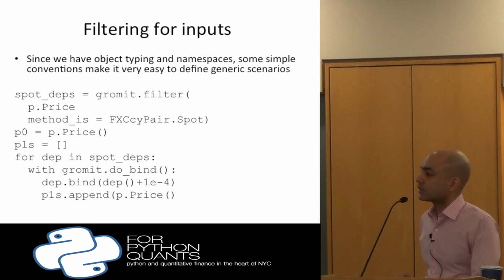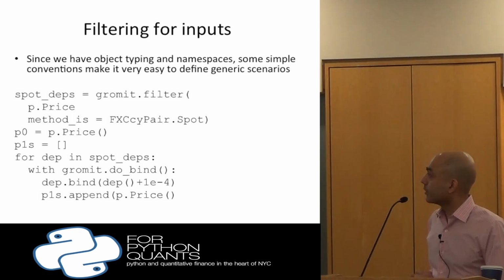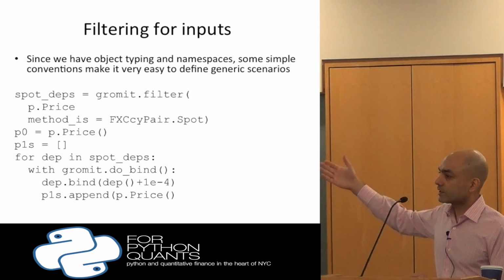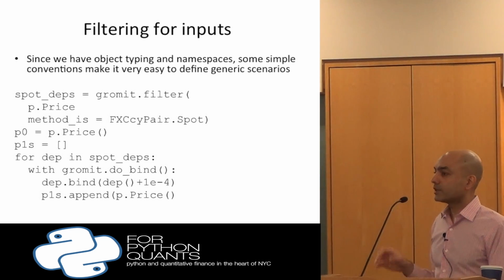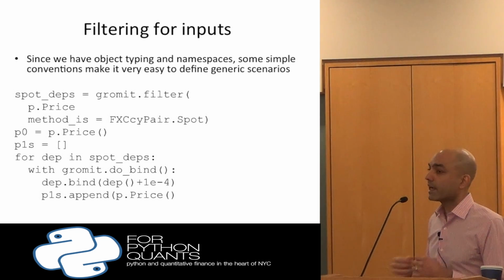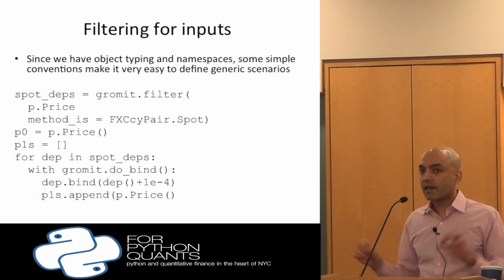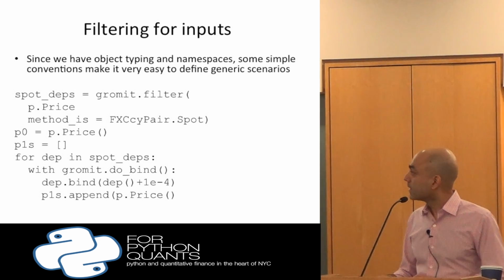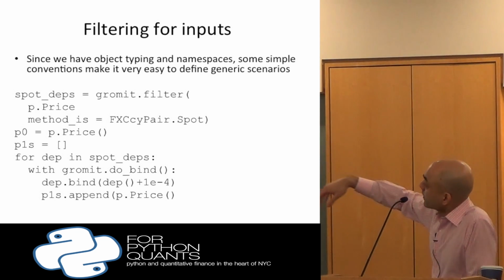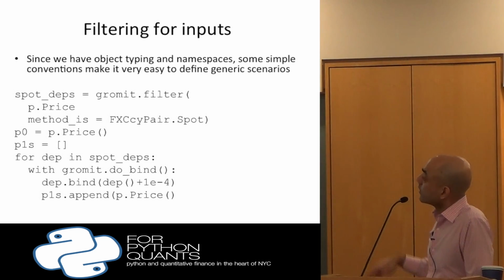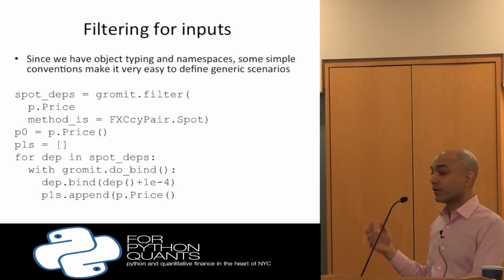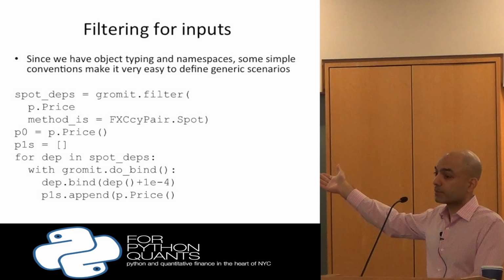The other thing that these object-oriented abstractions make very easy is filtering for inputs. If I want to write a generic scenario, like in the previous case, what I was doing is I knew my object had a pair and I was going to tweak its spot. But say I have some complicated portfolio price and I know somewhere I depend upon currencies. I simply ask the graph to filter this portfolio price, going all the way down the graph and find me any node whose method is an FX currency pair spot.